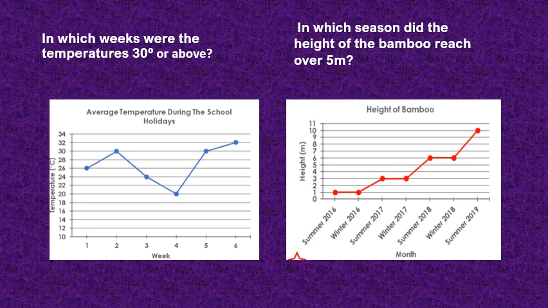The graph beside it, the question is, in which season did the height of the bamboo reach over 5 meters? And the line graph has information on bamboo height. That's the title up there. And the height along your vertical axis is measured and recorded in meters. And along the horizontal axis, you have got seasons starting from summer 2016 all the way to summer 2019.